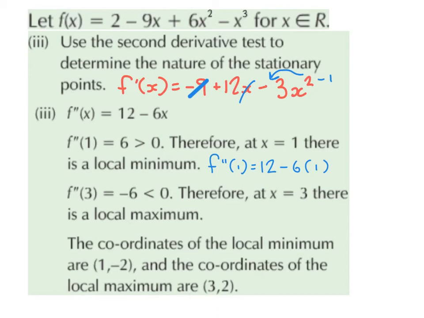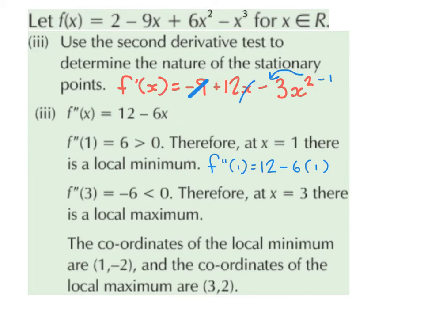So, if we sub in 1 into the second derivative, we get 12 minus 6 multiplied by 1, which gives us 12 minus 6, which gives us 6. And 6 is greater than 0, so at x is equal to 1, there's a local minimum. Because if we get the second derivative greater than 0, we have a local minimum value. And likewise, if we end up getting the second derivative to be less than 0, we'd have a local maximum.